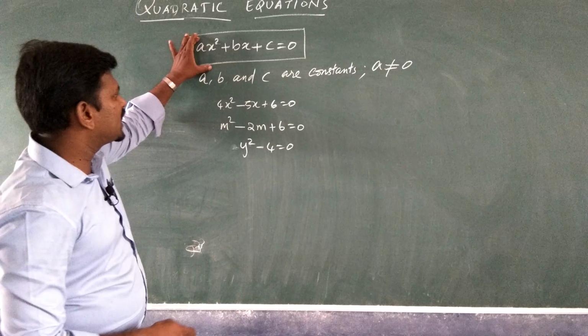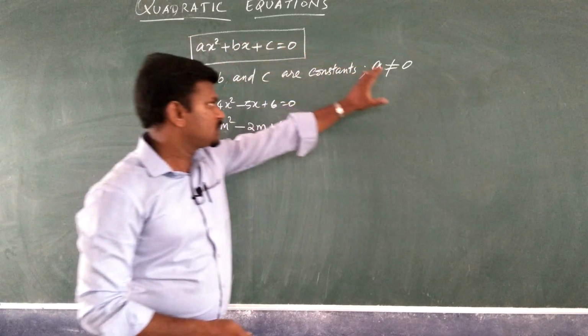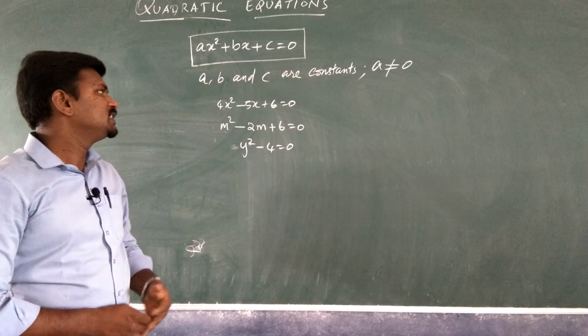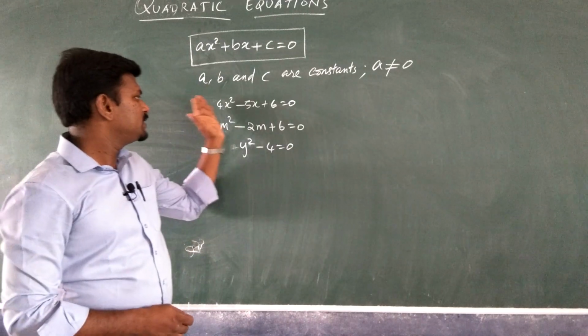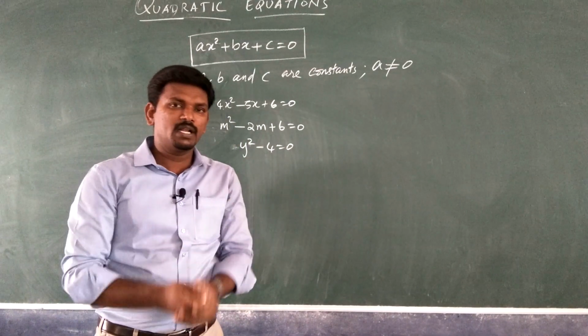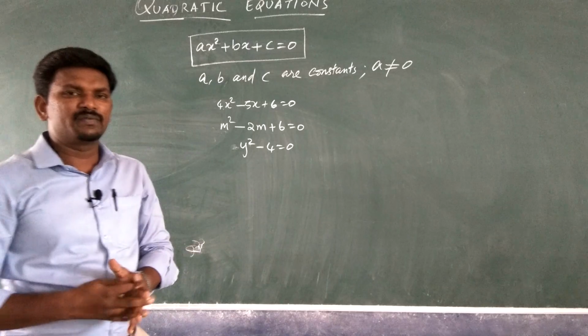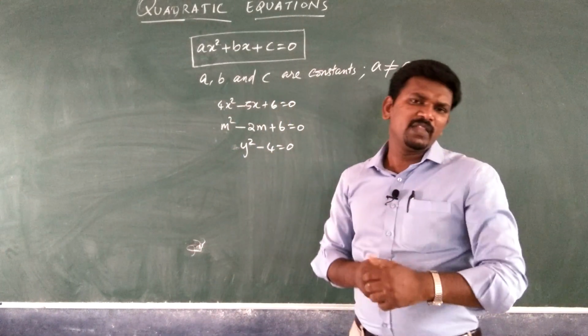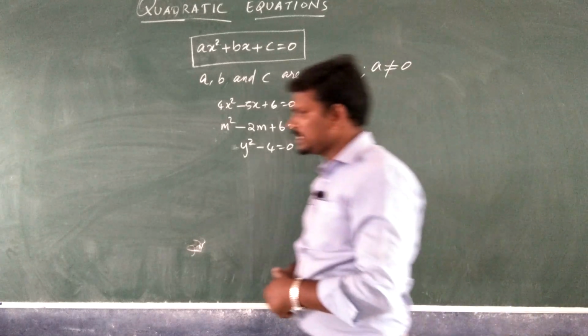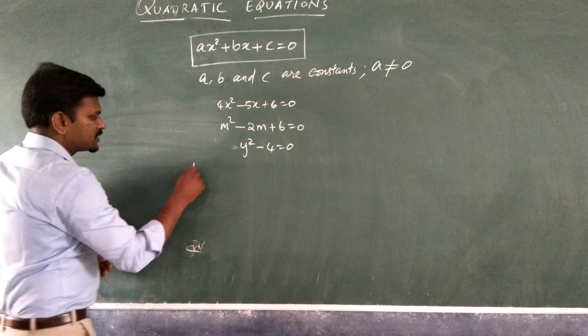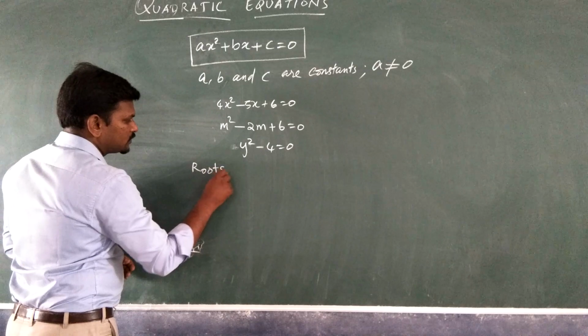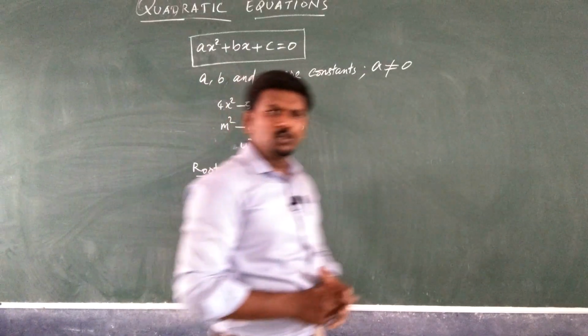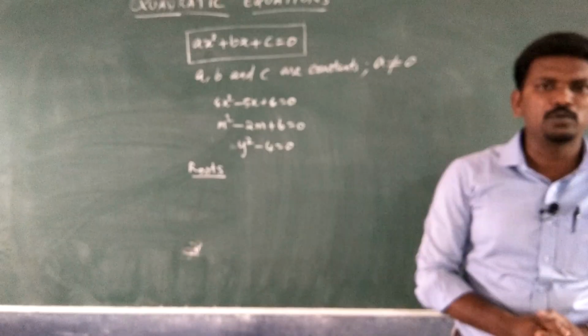So this is the general form of the equation. a should not be 0, a, b, c are different constants, and these are some examples for quadratic equation. Then next we are going to think about roots of the quadratic equation. So what is meant by roots?